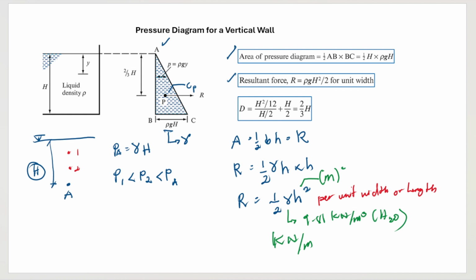Now, if the case is naging inclined yung ating diagram, we will just use lang yung ating sine or cosine, depende kung anong angle yung tinutukoy sa ating problem. Okay? So that is for pressure diagram for a vertical wall.